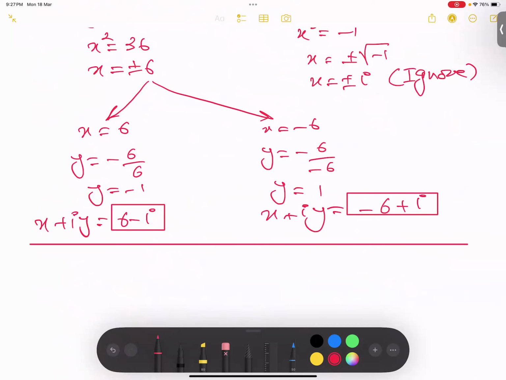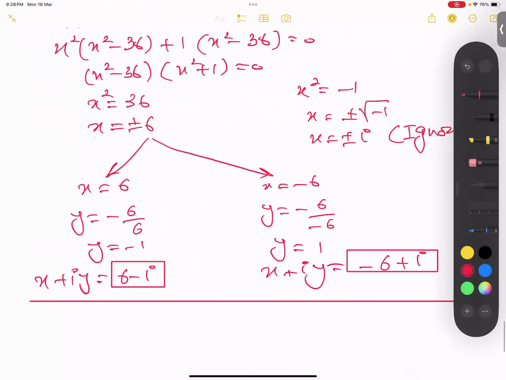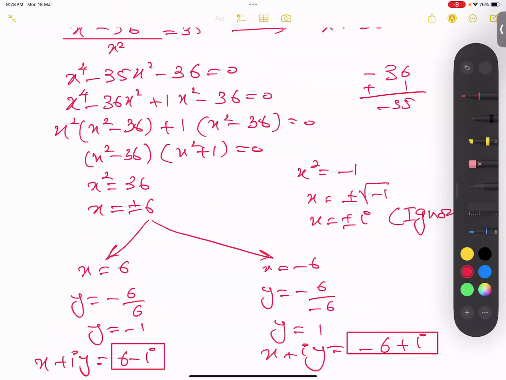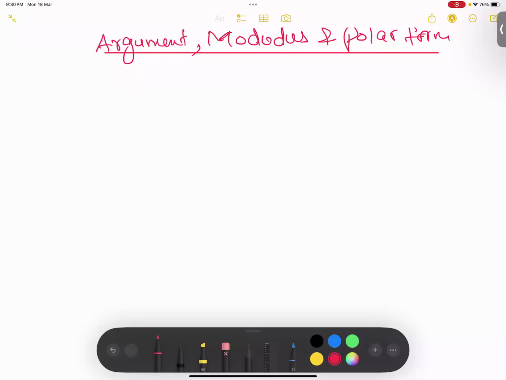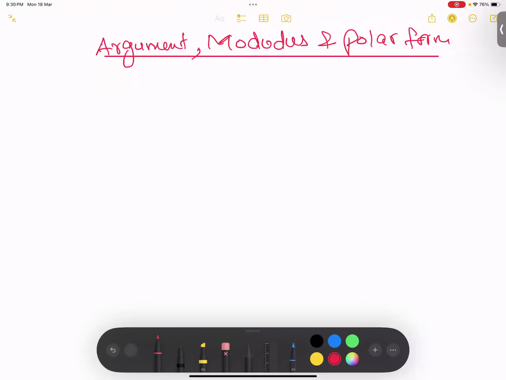So I believe the point is very clear and the question is completely over. And now today I'm going to teach something new. Let's start. Today my plan is to discuss with you argument, modulus, and polar form, all three together.